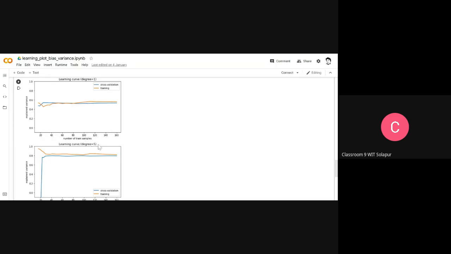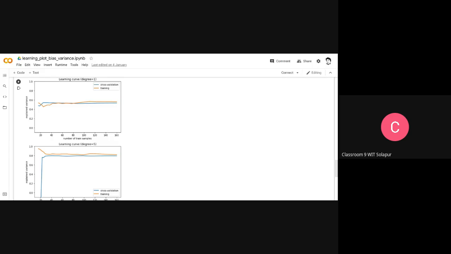Can you guess why it ended with 60? Because we are maximum using 60% for training. So when I have stopped at 60%, you can see here that there is a slight difference between these two curves.